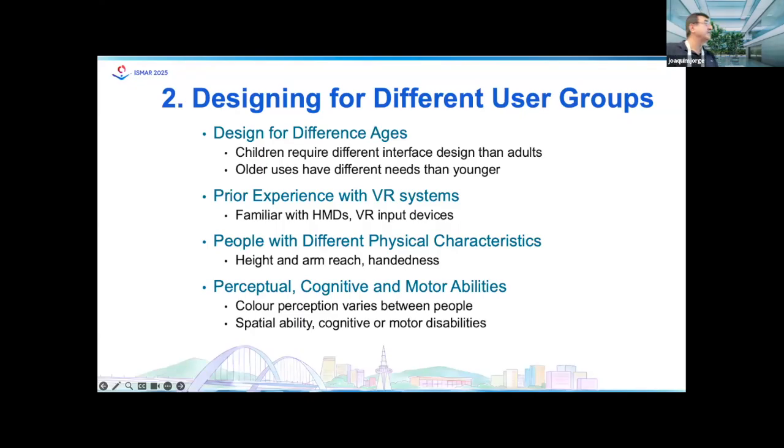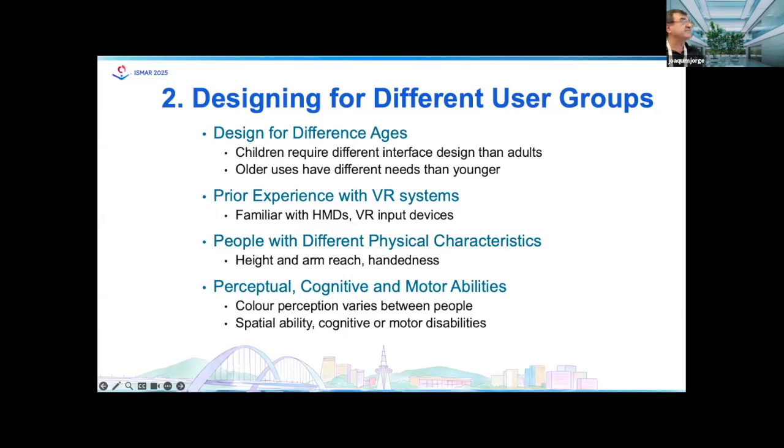Children will have different attention spans and different requirements from adults. Older users have different needs than younger. And that's why, when doing user testing, we ask people, have you had previous experience with VR systems? And that's an important issue. People that are familiar with VR systems will know about controllers. People who are not will not know, and we have to be aware of that.